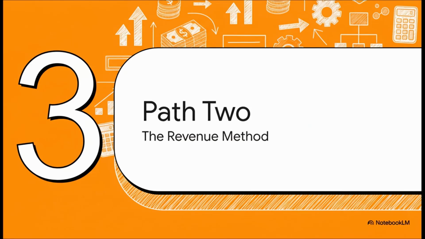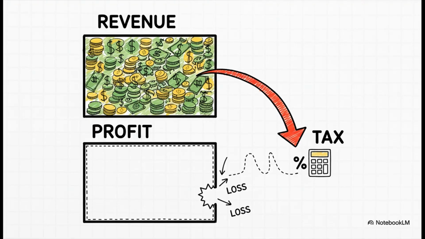Okay, let's switch gears and talk about path two, the revenue method. Now, if the first path was about tax already paid, this one is all about your total sales. And this is where that whole profit doesn't matter idea really kicks into high gear. Here is the absolute key for the revenue method. Your tax is calculated on your total revenue, not your profit.